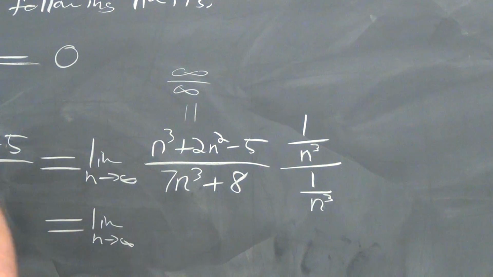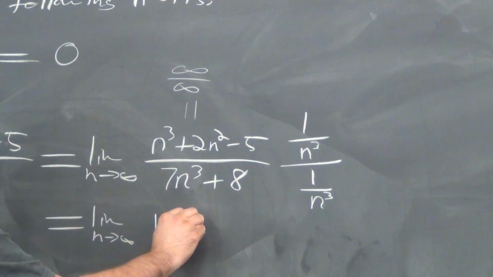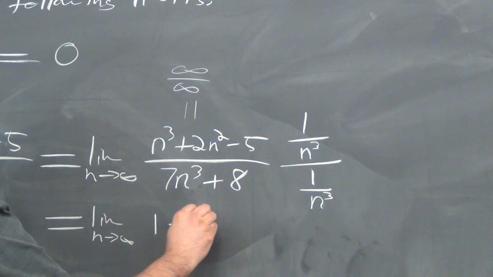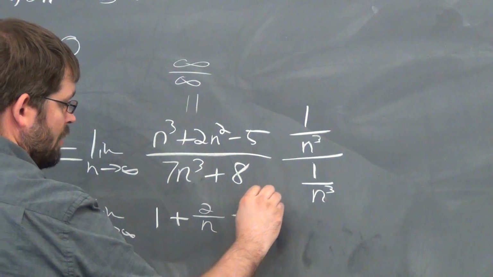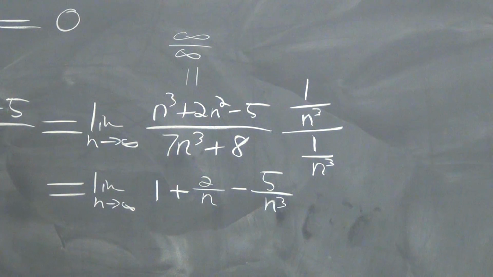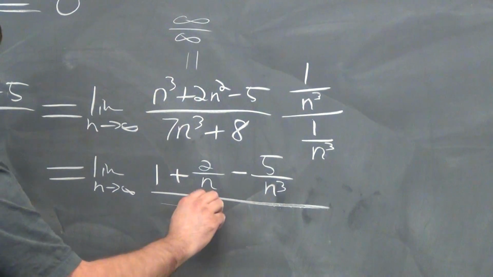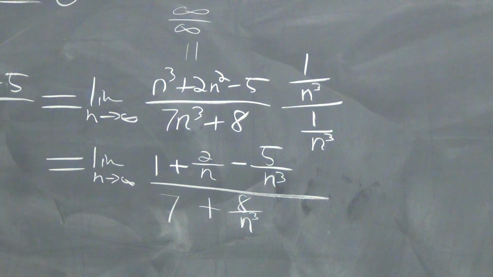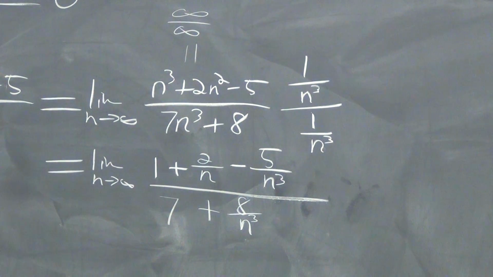When you multiply 1 over n cubed in, it becomes 1 plus, well, the limit will be 0, but let's write it out as 2 over n minus 5 over n cubed. Does that make sense? And then the denominator becomes 7 plus 8 over n cubed. Okay. If you were being super formal, maybe you'd even have to do more than this, but I think this is enough for us.